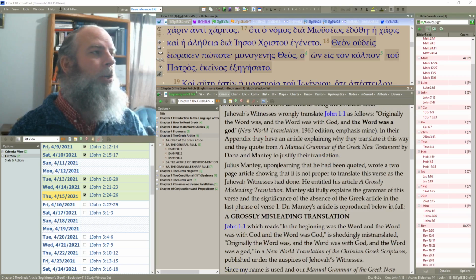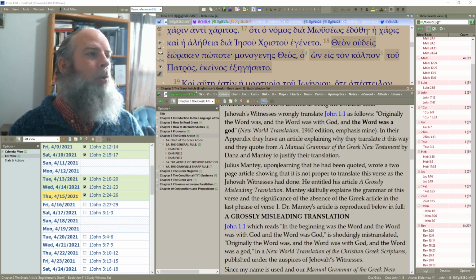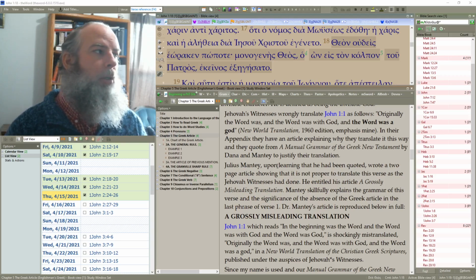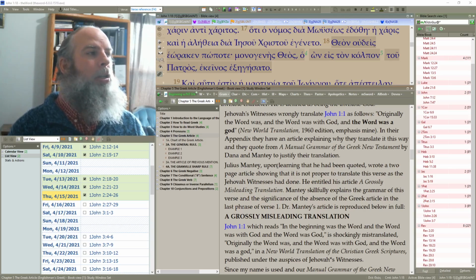Jehovah's Witnesses wrongly translate John 1 as follows. "Originally the Word was, and the Word was with God, and the Word was a God." That's the New World Translation, 1960 edition, emphasis is the author's here. In their appendix, they have an article explaining why they translated in this way, and they quote from A Manual Grammar of the Greek New Testament by Dana and Mantey to justify their translation.